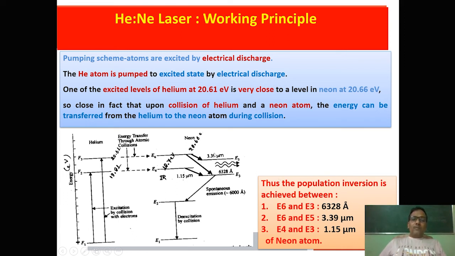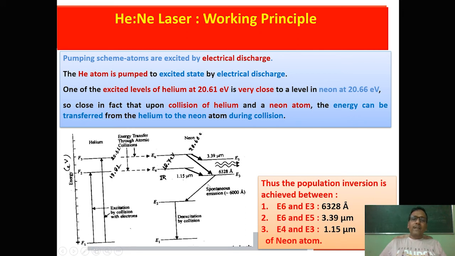after the population inversion condition is maintained between two energy levels, when an external photon is obtained from a spontaneous process, we can get laser. So lasers of different wavelengths we can get between two different energy levels. So between E6 and E3 we get a 6328 angstrom wavelength laser. This is in the red color.